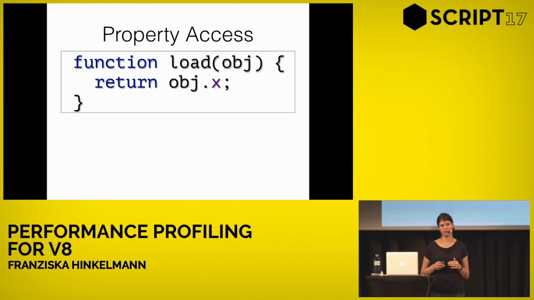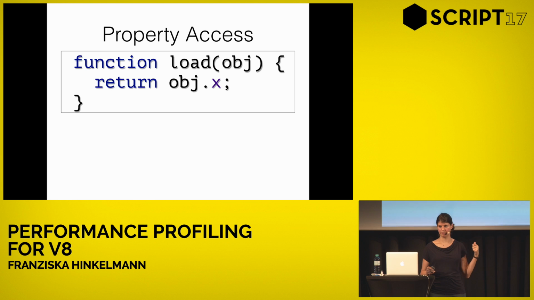And I want to look at a concrete example and how we actually make this faster. So what we're going to look at is property access, because it's all over the place in JavaScript. It's used really a lot, and it makes sense to speed this up. You do property access all the time. By property access, I just mean get a property on an object. So I have a function called load. It takes a parameter object, and then it accesses object.x.